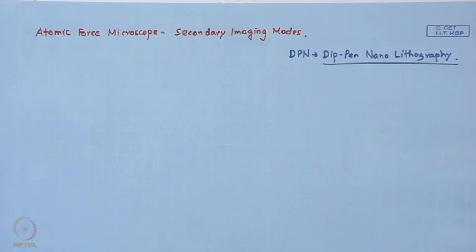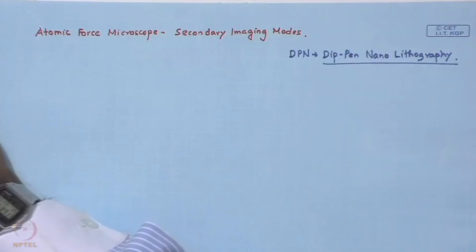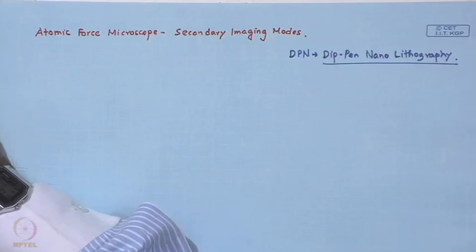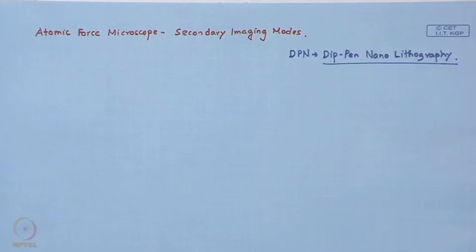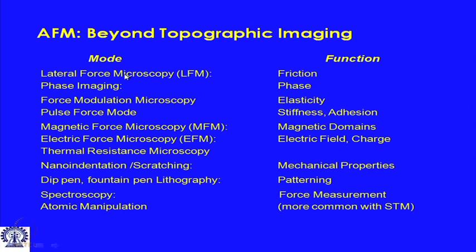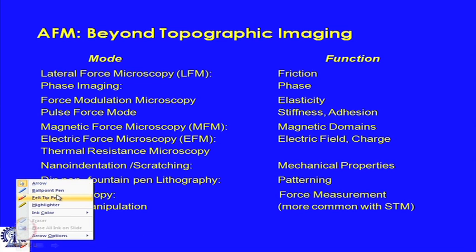Okay. So, here are some of the secondary atomic force microscope imaging modes. They are lateral force microscopy, and we also have a small list of the functionalities. We have phase imaging, force modulation microscopy, pulse force mode, etc. Then we have magnetic force microscopy and electrical force microscopy.